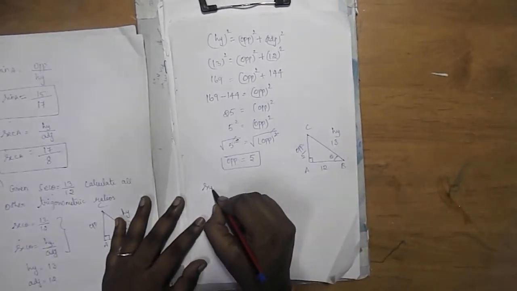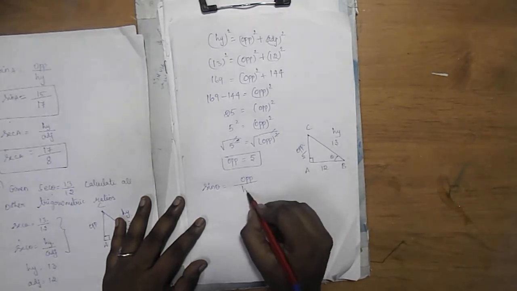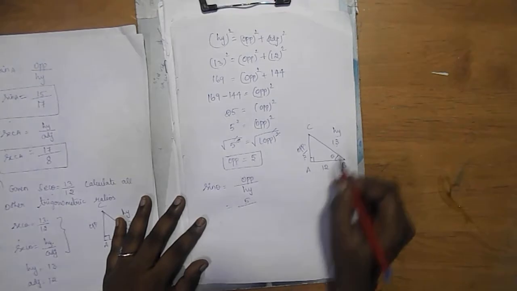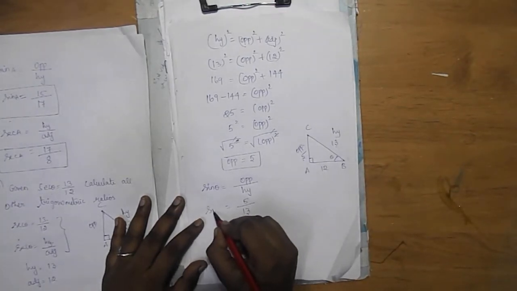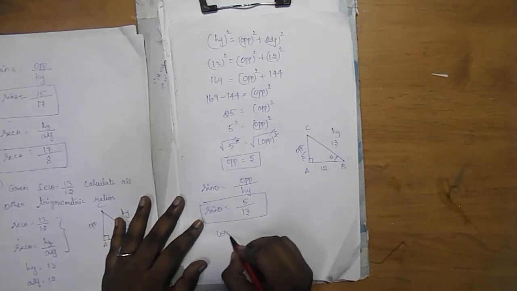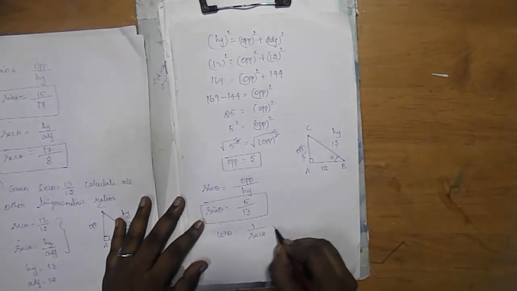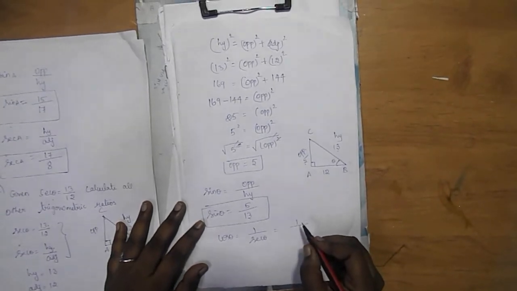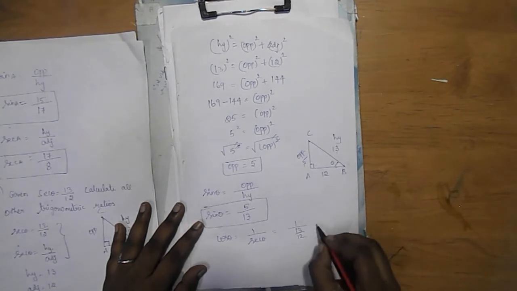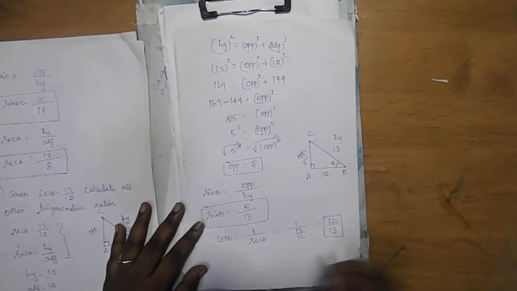Now you find out the sin theta. So sin theta equal to opposite by hypotenuse. Where opposite value is 5. Then hypotenuse value is 13. This is the value of sin theta. Next cos theta. This is a reciprocal of secant theta. So 1 by secant theta. Already secant theta value is given. Secant theta value is 13 by 12. So taking reciprocal 12 by 13. This is the value of cos theta.